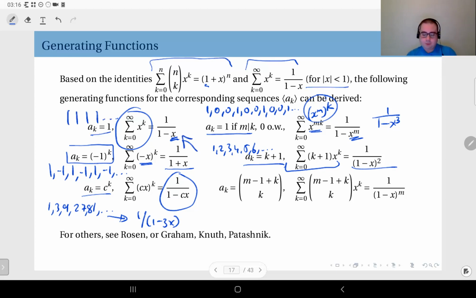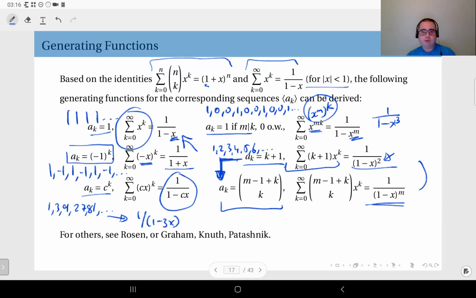Another one is where you have a_k equal to these coefficients, and in this case, this is the generalization of this case here. In this case, your generating function is 1 over 1 minus x to the power m. This was 2 here, so this is the special case of this one where m equals 2, but this is the most general case.